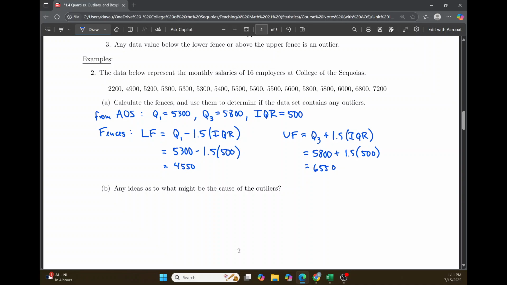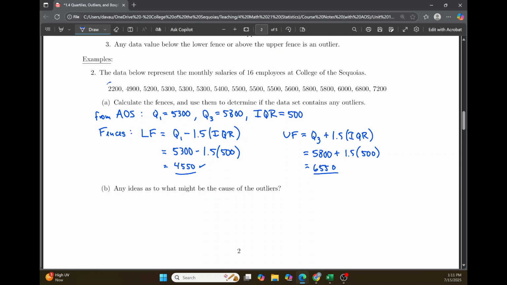Okay, we still haven't identified any outliers, right? These are just the fences. Notice that these fences actually aren't even in the data set at all. They're just markers that we use to determine if we have outliers. So on the lower end, we can look to see if we have any values below the lower fence, and on the upper end, any values above the upper fence. On the lower end, we're looking for values below 4,550.